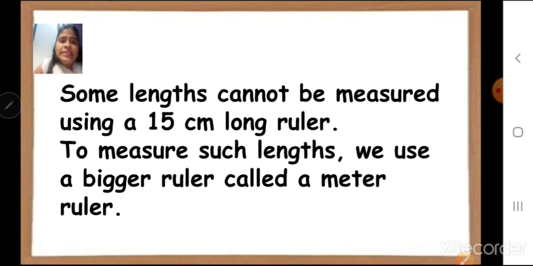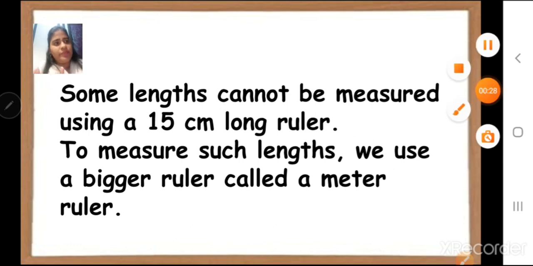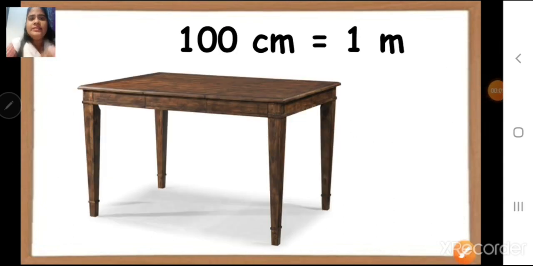So for that we need a bigger ruler, which is called a meter ruler. So instead of the centimeter one, we will use a meter ruler, which is the big one. Now what is a meter ruler? Okay, what is the relationship between meter and centimeter? That we are going to understand. Children, 100 centimeter is equal to 1 meter, or 1 meter is equal to 100 centimeter.